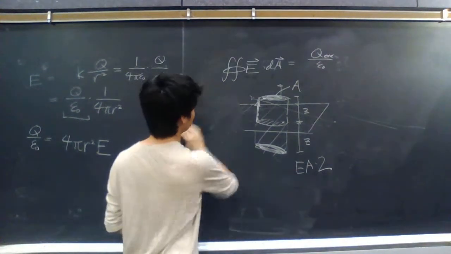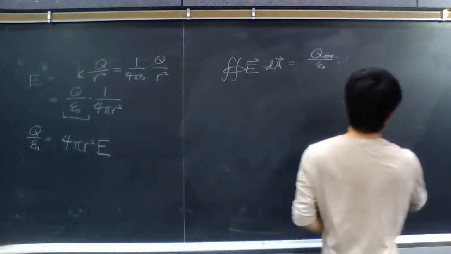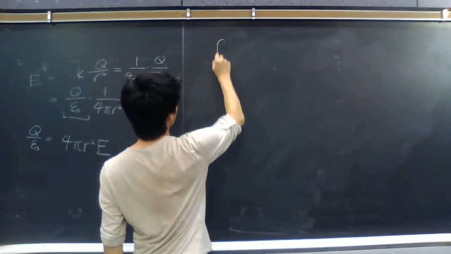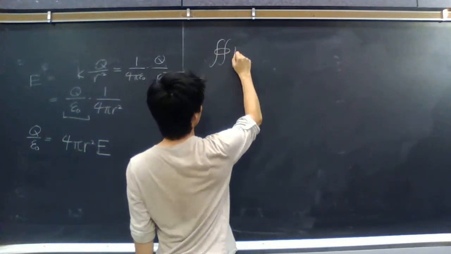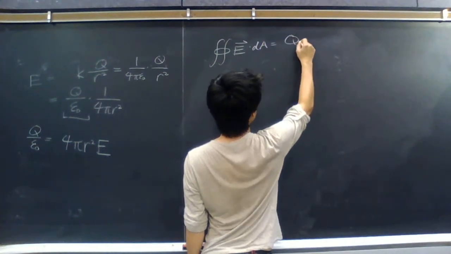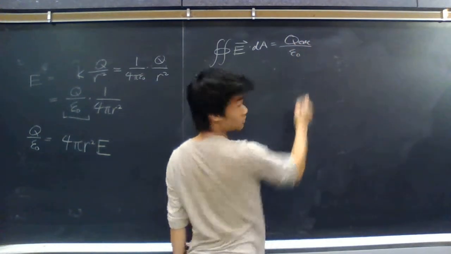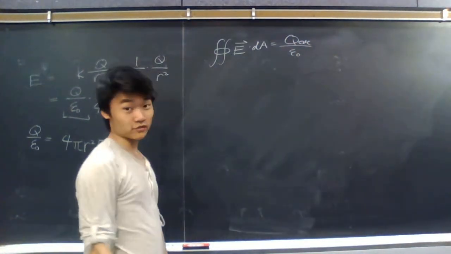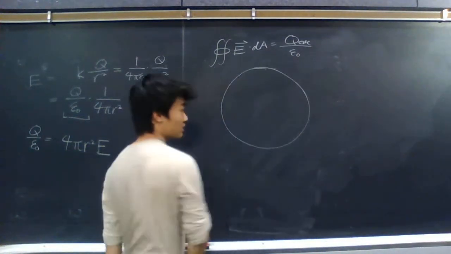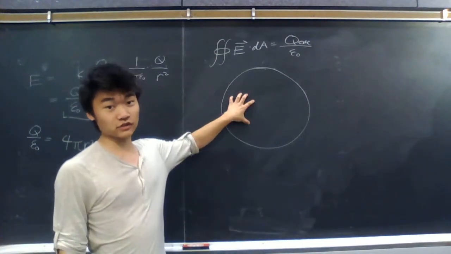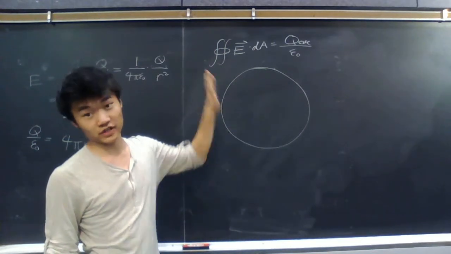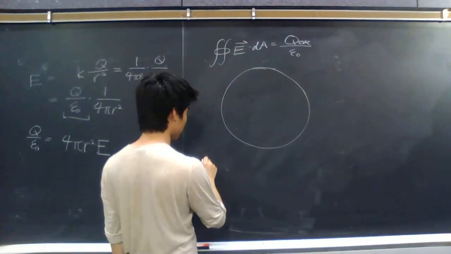The second example. This one is going to be a bit tougher than the last one. So let's say I have a sphere of charge. Now, the charge is evenly distributed in this sphere, so it's got a uniform charge density, we'll call it rho.